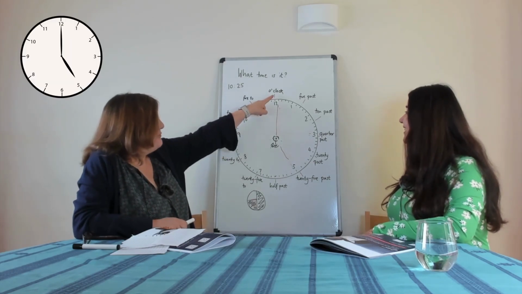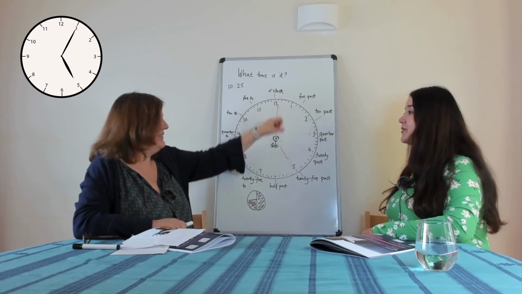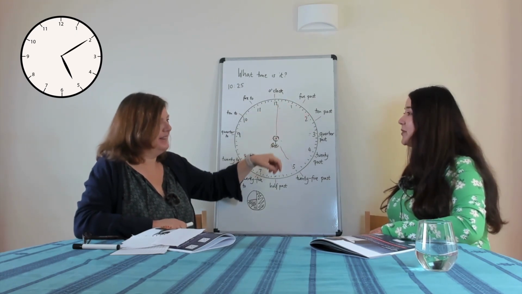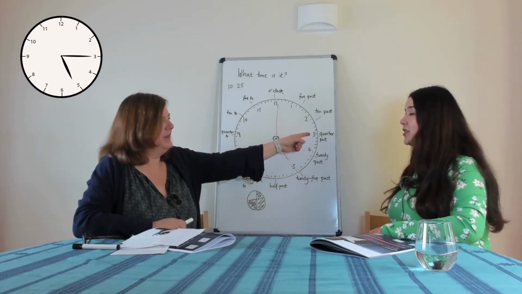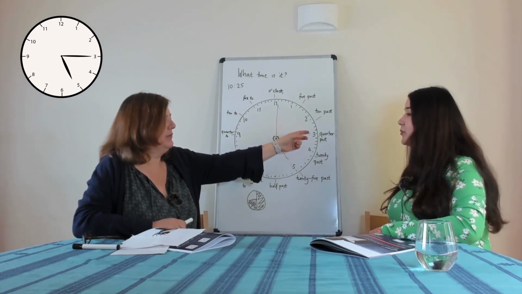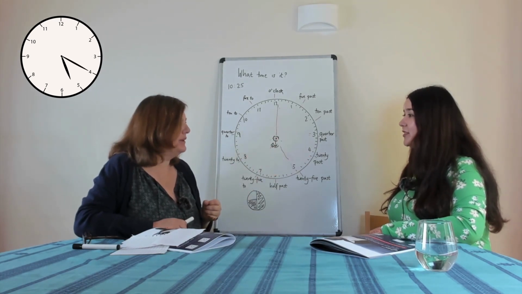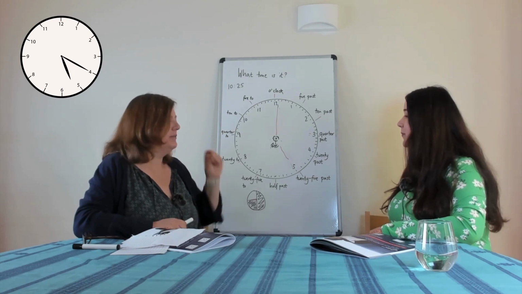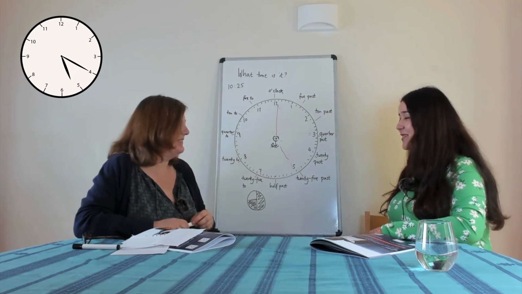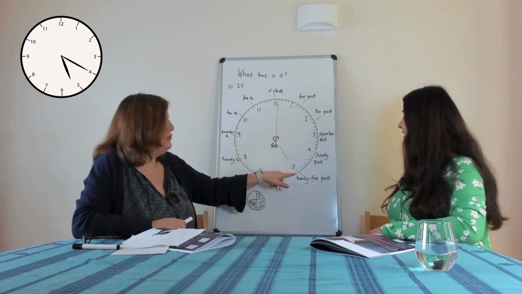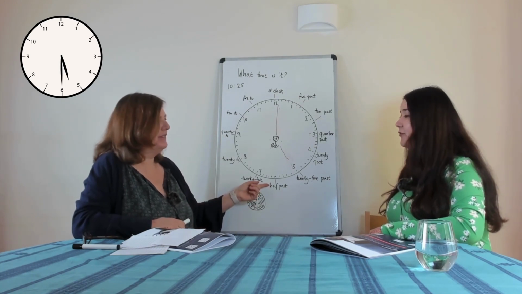Okay. So 5 o'clock? 5 o'clock. 5 past 5? 5 past 5. 10 past 5? 10 past 5. 5:15? 5:15. 20 past 5? 20 past 5. It's a bit quicker. 20 past 5? 20 past 5. 25 past 5. 25 past 5. 5:30. 5:30.